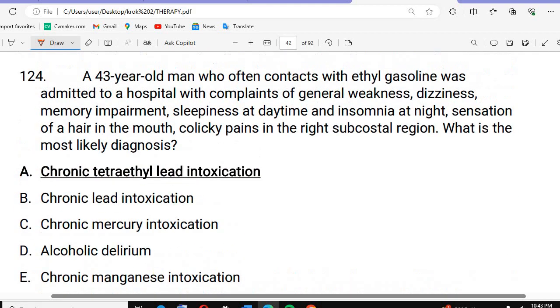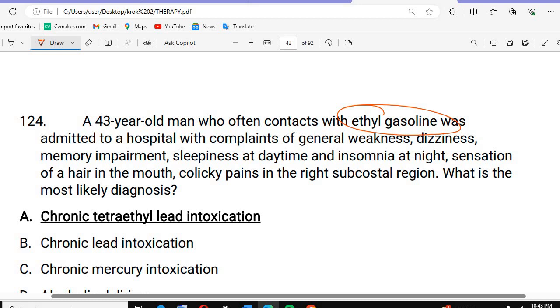Then if you see ethyl gasoline, it means the most likely diagnosis is lead intoxication. A patient was admitted to the hospital with complaints of general weakness, dizziness, memory impairment, sleepiness in the daytime, insomnia at night, a sensation of hair in the mouth, and colicky pain in the right subcostal area. These are all signs of lead intoxication. Ethyl gasoline means there is lead, and that means chronic tetraethyl lead intoxication, the toxicity of ethyl gasoline. So these patients will have this type of symptoms.